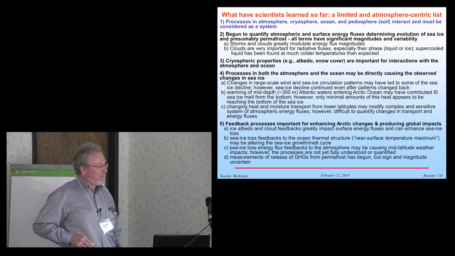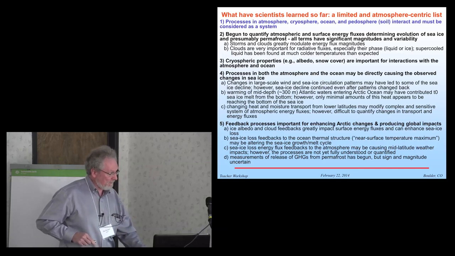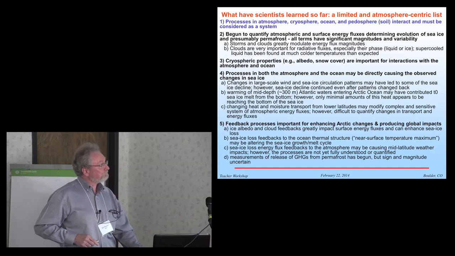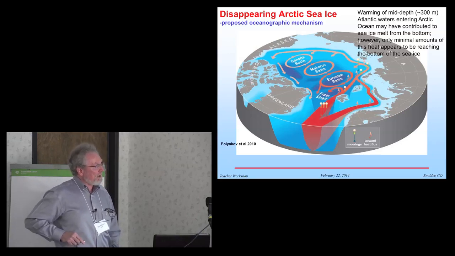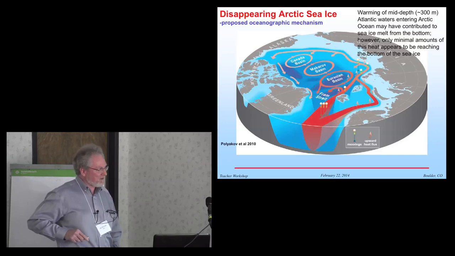And the feedback processes are important for enhancing Arctic changes and producing the global impacts. I talked a little bit about the global impacts here before. So one of the proposed oceanographic mechanisms for disappearing Arctic sea ice is that there's warming of the mid-depths, around 300 meters deep. Atlantic waters are entering the Arctic Ocean and circulating in the Arctic. This water eventually comes out again through the Fram Strait. It enters in through the Barents Sea and the eastern edge of the Fram Strait.